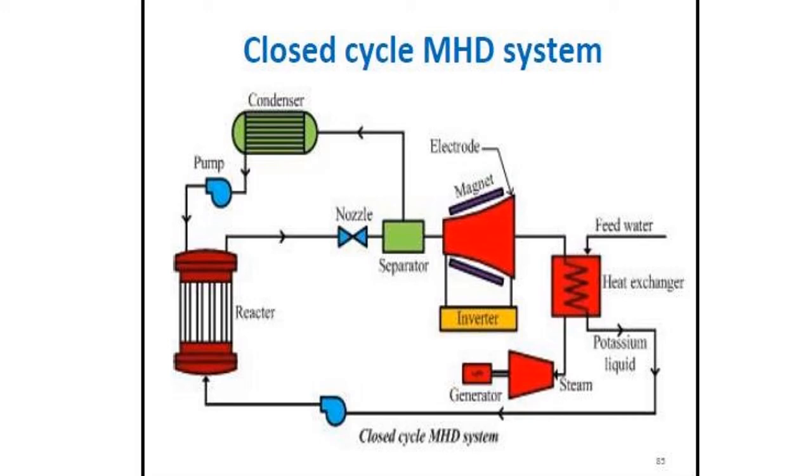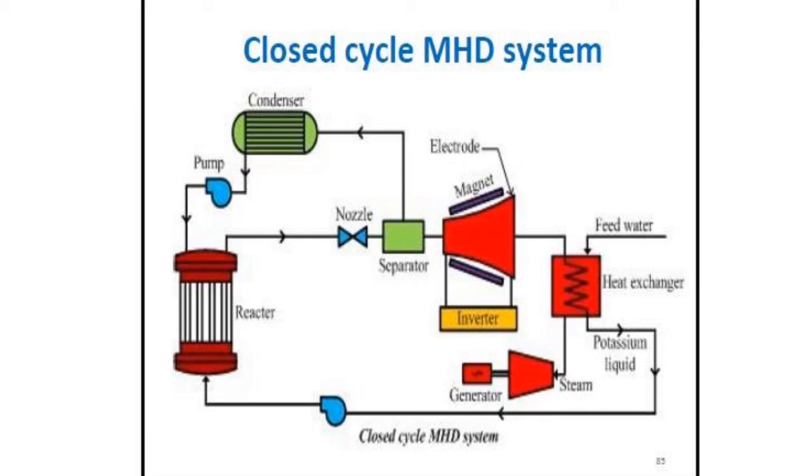In a closed cycle system, a liquid metal is used. Why are we using a liquid metal? Because it has the basic advantage of high electrical conductivity. So high temperatures are not required in the system to achieve high electrical conductivity. As we are using a liquid metal like potassium, which already has a very high electrical conductivity, the combustion chamber need not have very high temperatures. It can be operated at low temperatures also. It is designed to operate at low temperatures. The liquid metal used as the working fluid in the system is potassium.